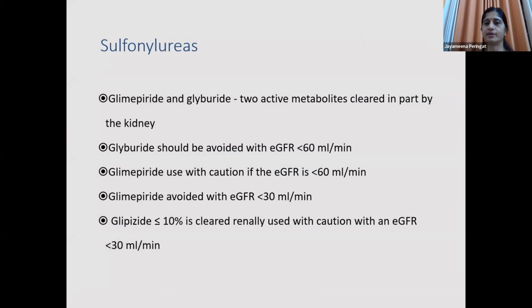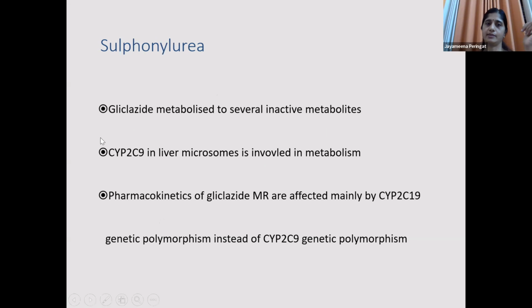Sulfonylureas: basically, if the GFR is less than 60, glibenclamide would be difficult to use. It has active metabolites which are being cleared by the kidney. Even glimepiride has active metabolites. Ideally, avoid glimepiride if the GFR is below 30. But glipizide is less than 10% cleared renally, but can be used with caution at GFR less than 30. Other drugs like gliclazide also metabolize to several inactive metabolites, so it can be used till a lower GFR.